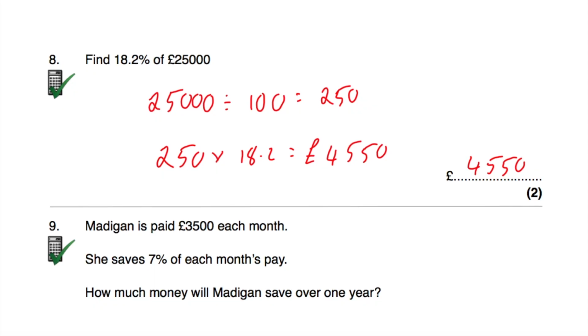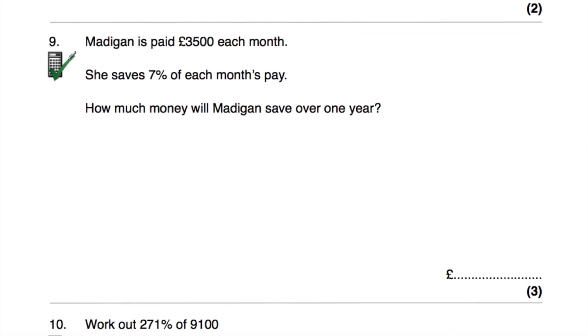Okay, let's look at our next question, question number 9. So question number 9 says Madigan is paid £3,500 each month, and she saves 7% of each month's salary. And the question is, how much money will Madigan save over 1 year? There's a few different approaches we could use here. One approach is to work out 7% of 3,500, and that would then tell us how much money Madigan saves in 1 month. And then because there's 12 months in 1 year, you could then just multiply that by 12, and that'll tell us how much money Madigan saves over 1 year.